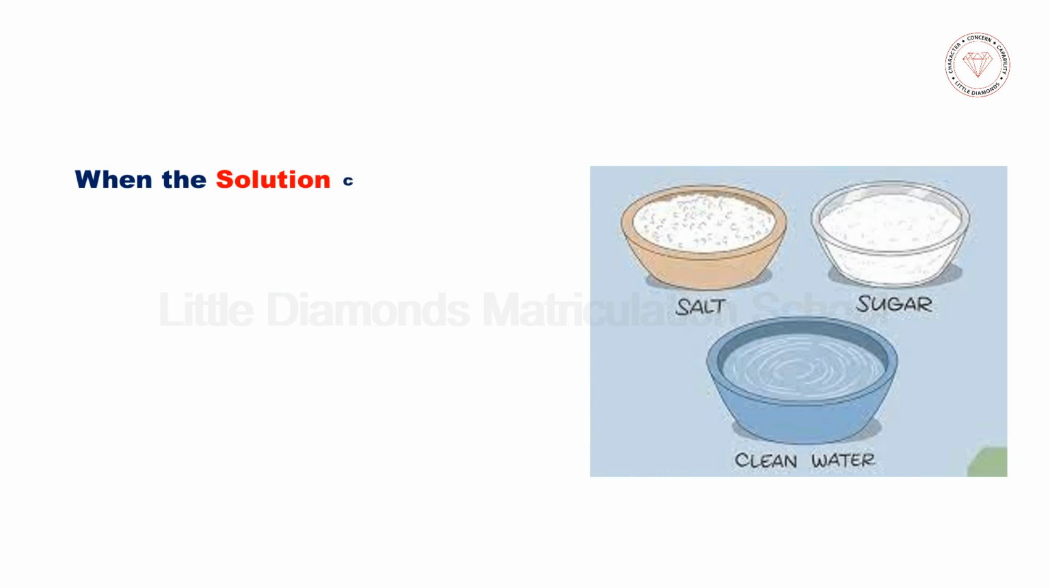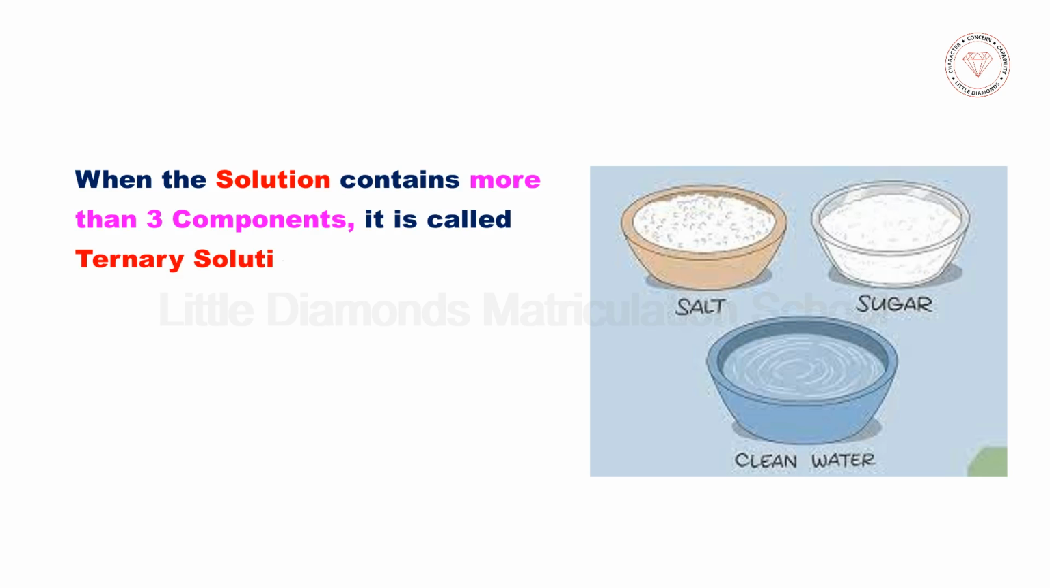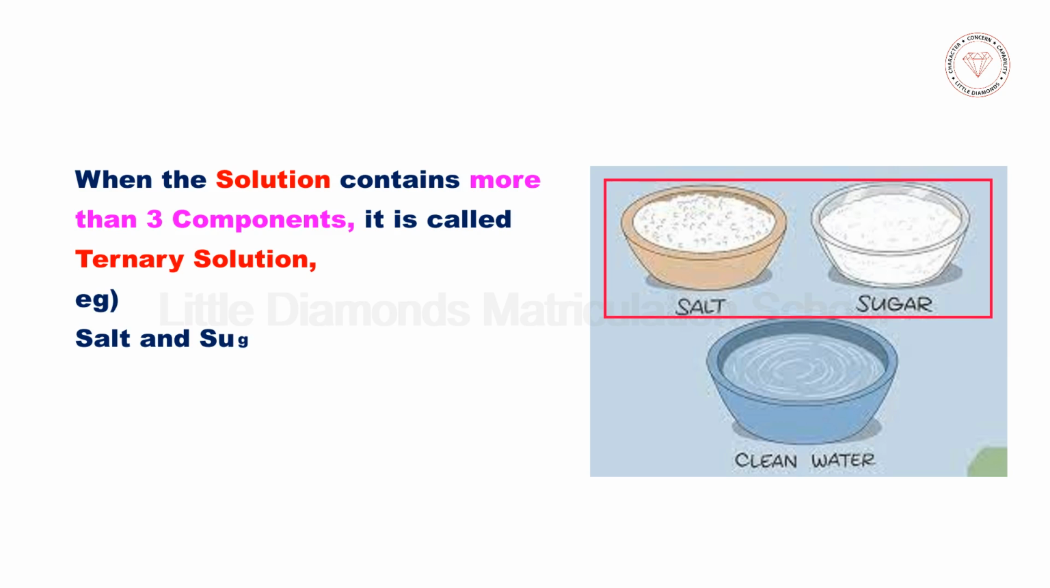When the solution contains more than two components, it is called a ternary solution. Example, salt and sugar, the two solutes, dissolved in water forms a ternary solution. As there are three components, the salt and sugar, the two solutes, and water, the third one, which is the solvent.